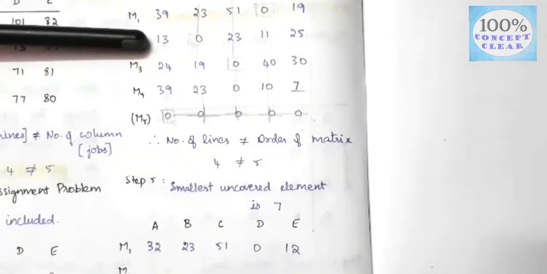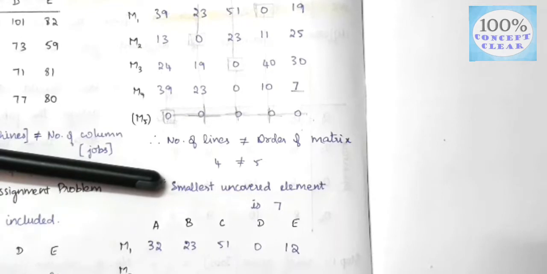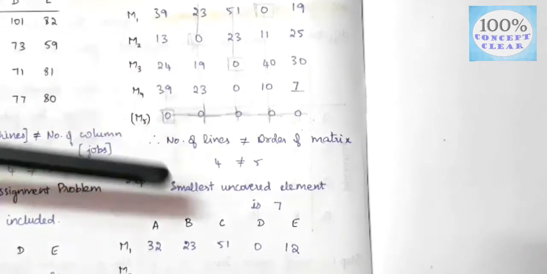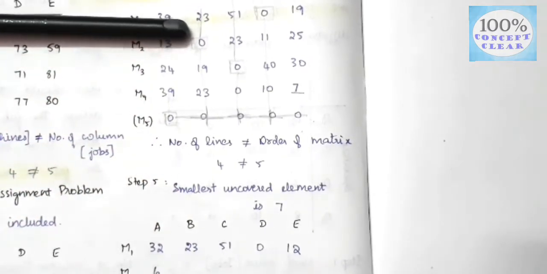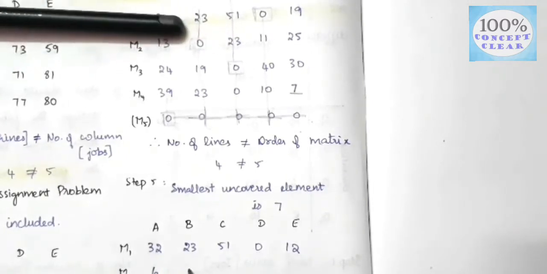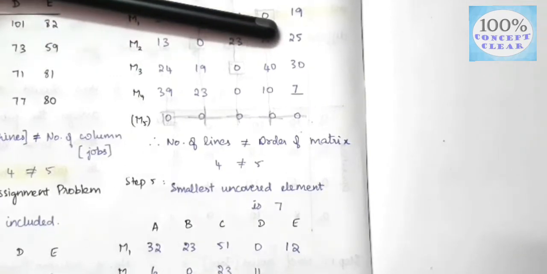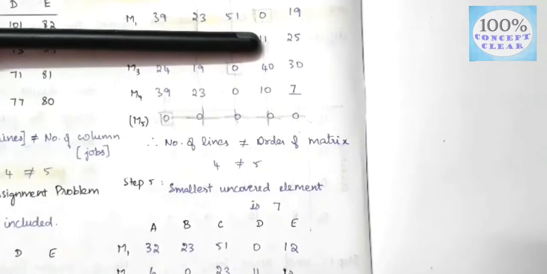Now in the second row, 13 is an uncovered element. So we should subtract the smallest uncovered element from the uncovered element. So 13 minus 7 is 6. And this 0 is a covered element, so we should write the covered element as it is. So 0, 23 and 11. And 25 is an uncovered element, so we must subtract the smallest uncovered element from it. So 25 minus 7 is 18.